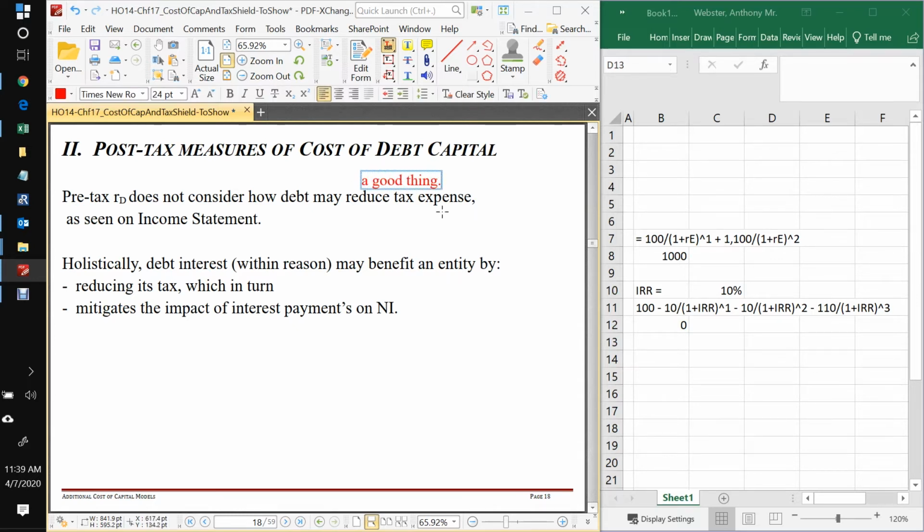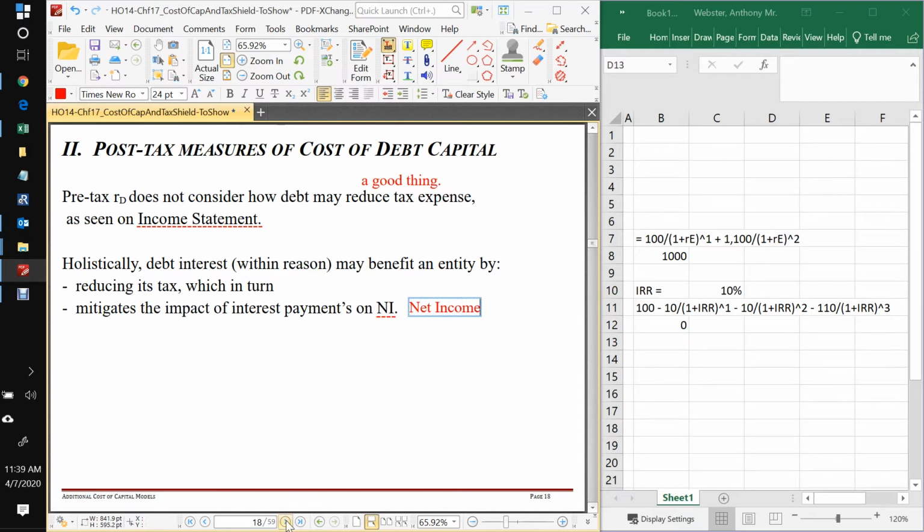Right, because that's going to help us boost our net income. And the way to suss this out, to see how our tax expense might be reduced, is to look on the income statement. So if we want to look holistically at a company, we'll see in just a second that debt interest within reason can really benefit an entity by reducing its tax, which in turn is going to mitigate the impact of interest payments on a company's net income, which is what we all care about, right?